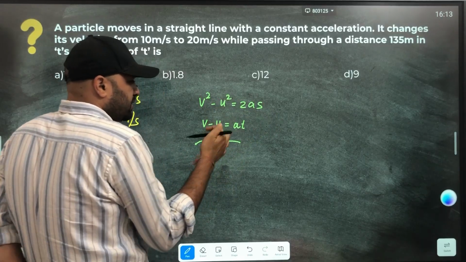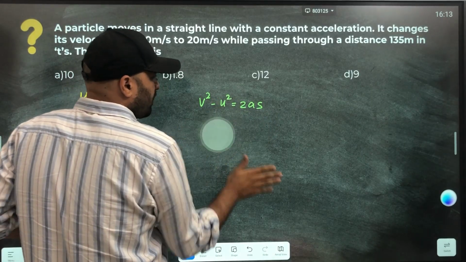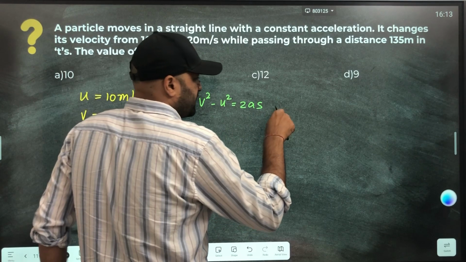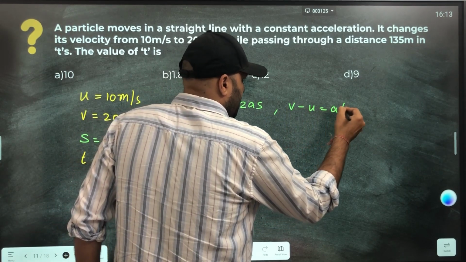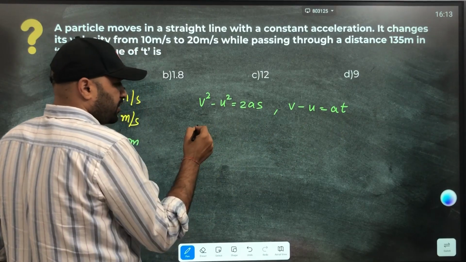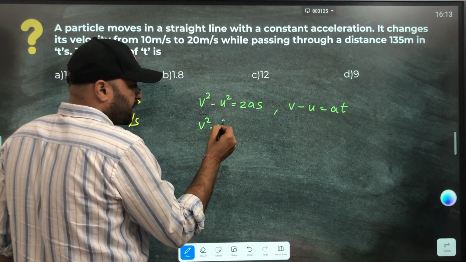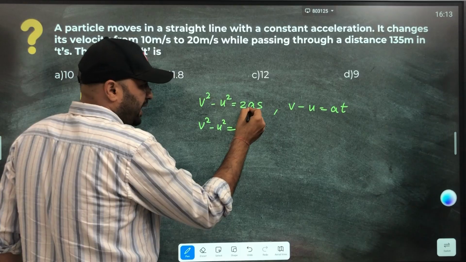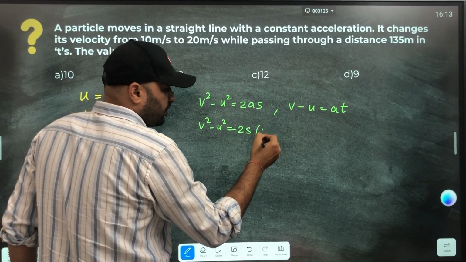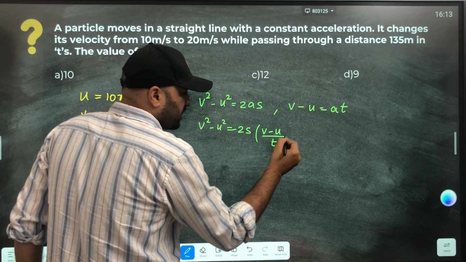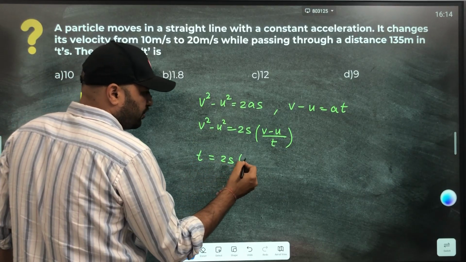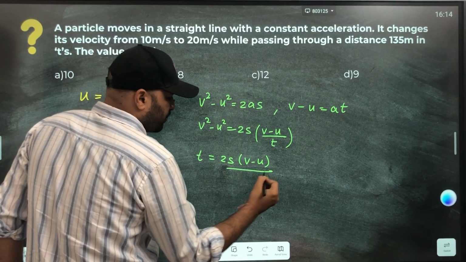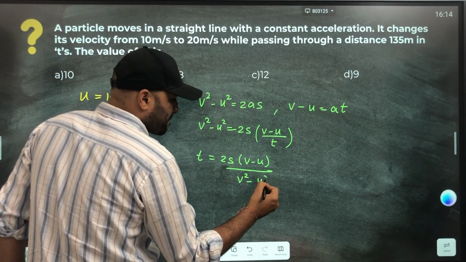So I'm just removing this whole thing, and I'm just writing it here so that you can compare it. v minus u equals at. Let's substitute the value of a here. So the equation will take the form v square minus u square equals 2s into a. a is how much? (v minus u)/t. And let's take t that side. So t will be equal to 2s into (v minus u) upon (v square minus u square), right?